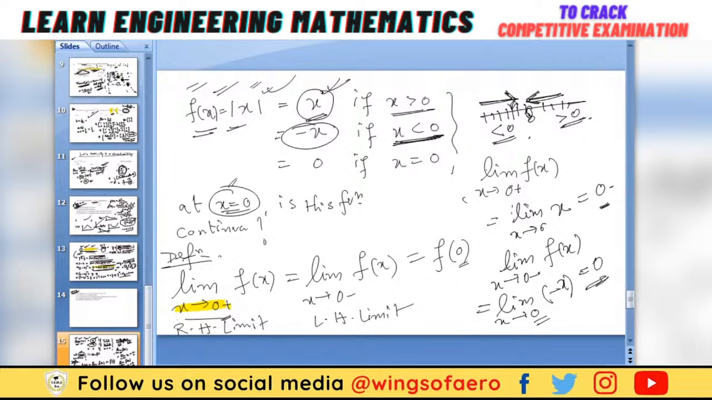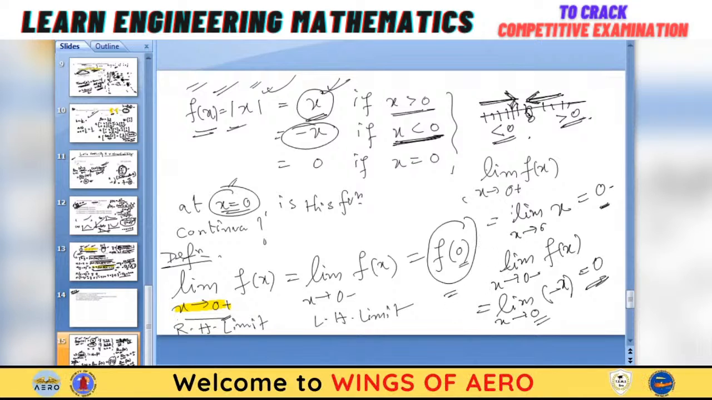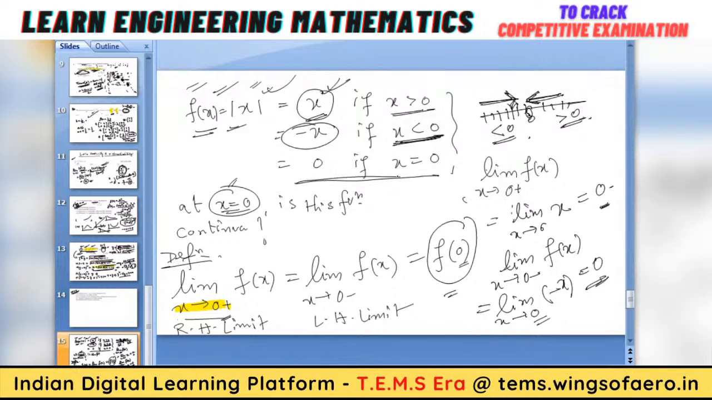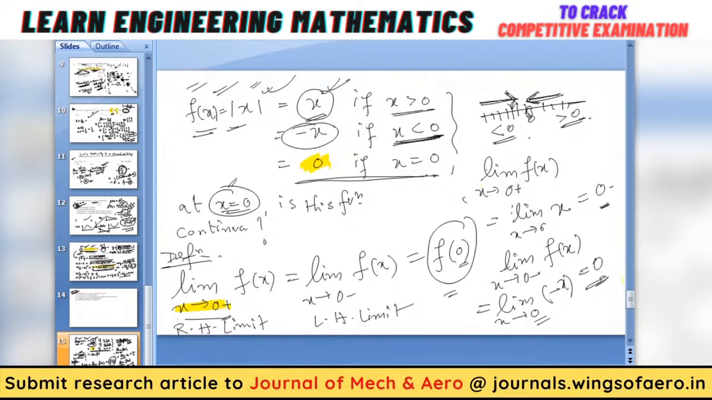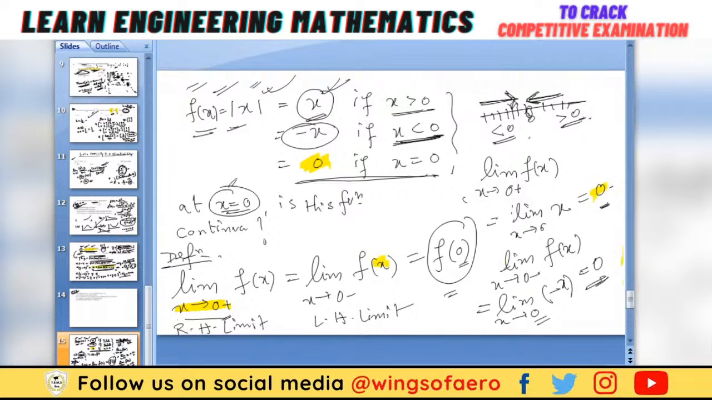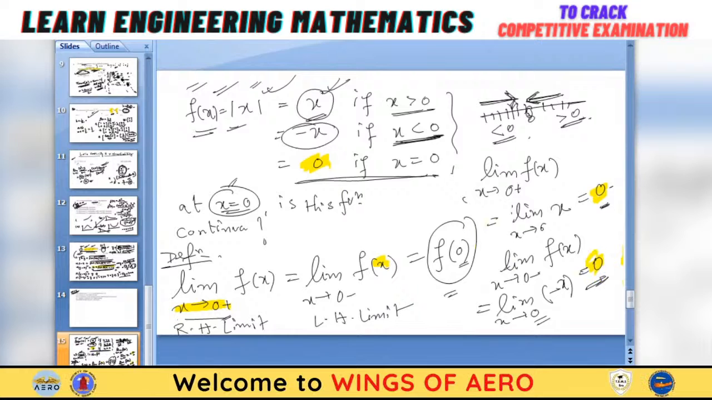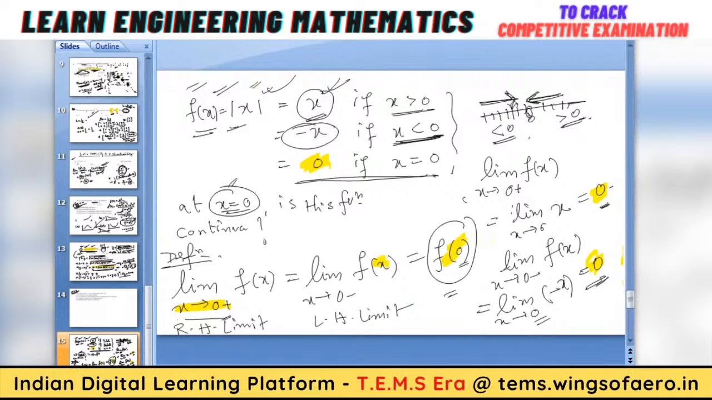But still we can't say whether it is continuous or not, because we have to find out now f(0), that is, at x equal to 0, what is the value of the function. Now at x equal to 0, what is the value of the function according to the definition? 0. So the left hand limit is 0, the right hand limit is 0, and f(0) is also 0. So we can say yes, the mod x function is continuous at x equal to 0.